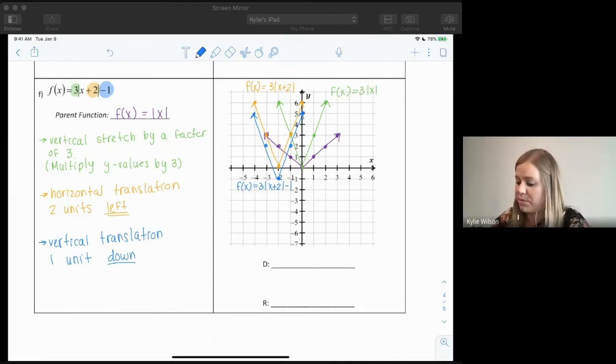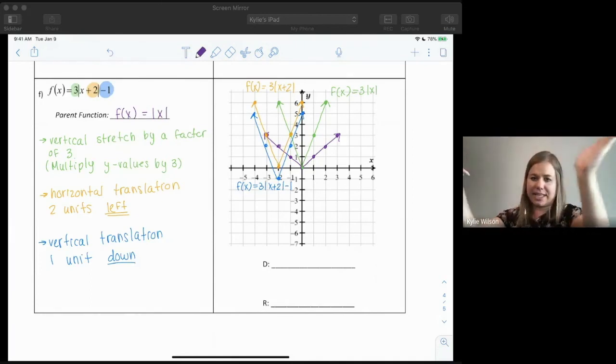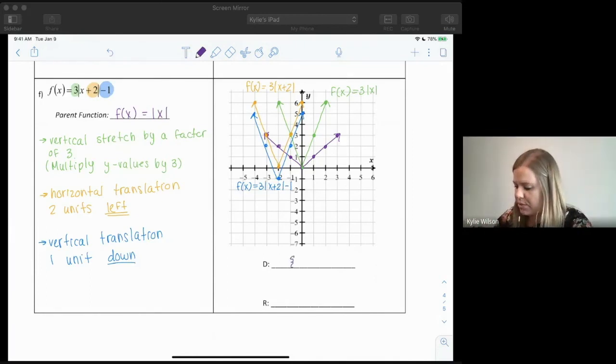Finally, our domain and range. So our domain, there's nothing stopping it from going on like this forever. So my domain is just x is an element of real numbers. And then my range, all of my numbers are higher than -1. So all my y's have to be greater than or equal to -1. And that is our final example.